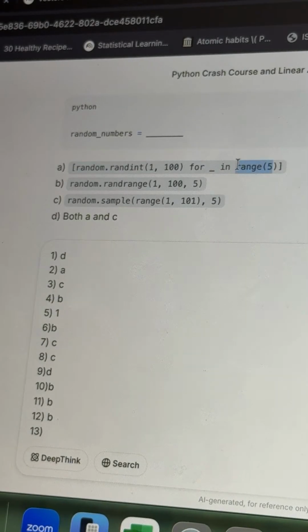For in range. I don't think it's A because what is this? What is 4 underscore in range? I think it's C. We're gonna see the explanation for everything by the end.